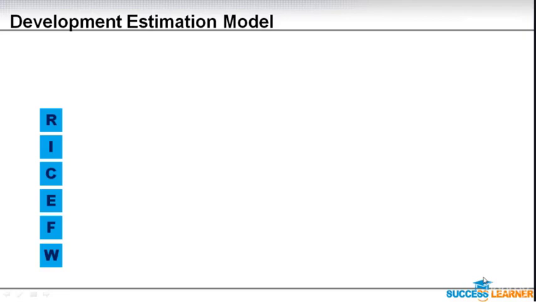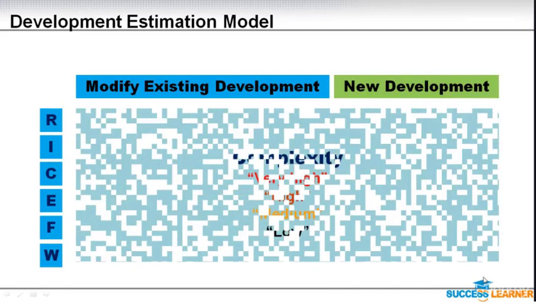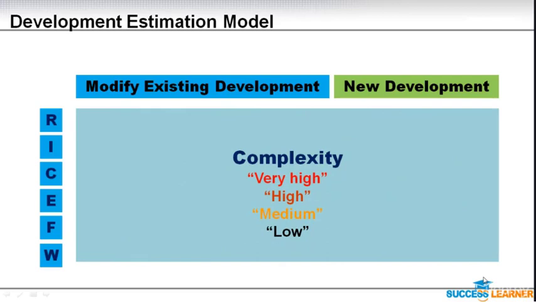So if we then take a look at the development estimation model. If we first plot in the different development categories or types of development, and we plot it in terms of either modifying or new development, we have a third factor, and that is the complexity factor. So complexity is where you are estimating your effort. And the scale that I normally use, and I find very user-friendly and easy to use, is a 4-step complexity scale, which is low, medium, high, and very high.